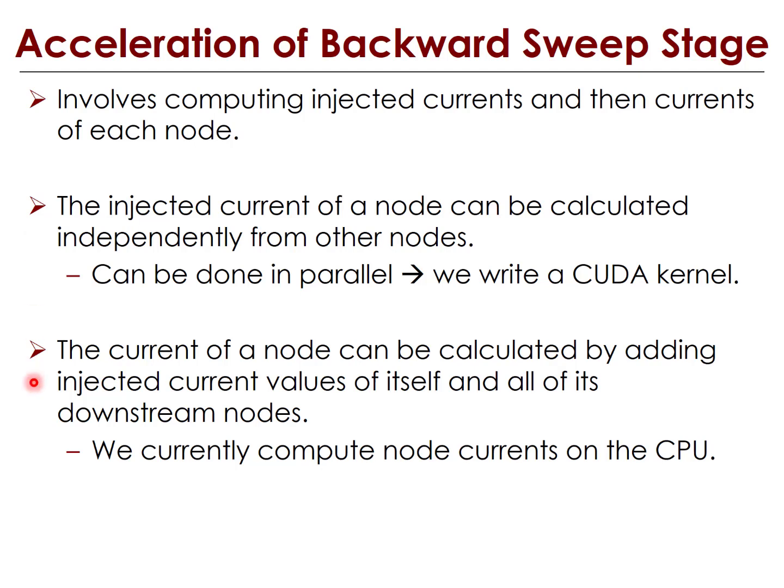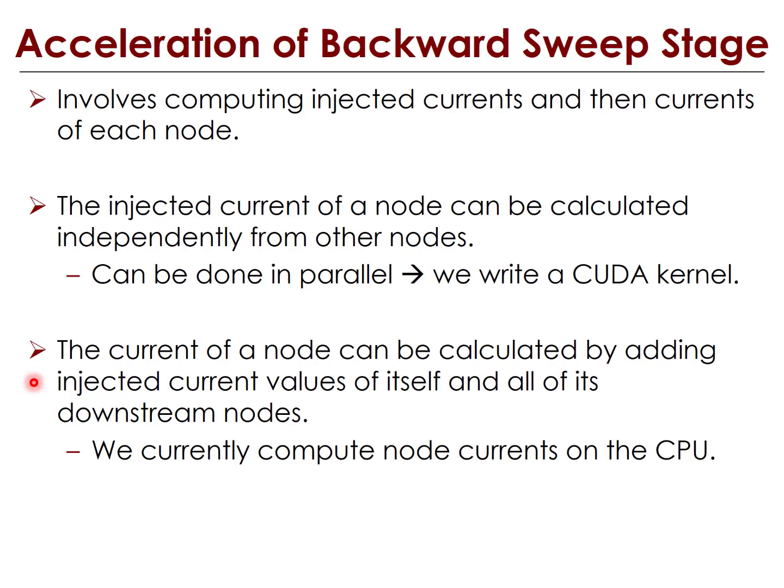The current of a node can be calculated by adding injected current values of itself and the collection of its children and grandchildren on the path to the leaf nodes. We cannot use the same methodology, which is parallel segmented scan, that we use for computing node voltages in the forward sweep stage to compute node currents in the backward sweep stage.